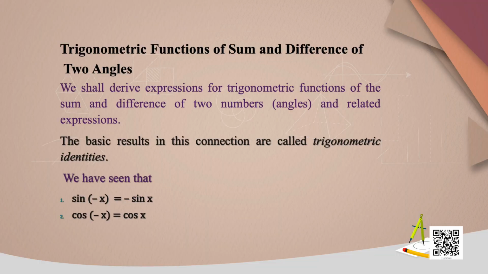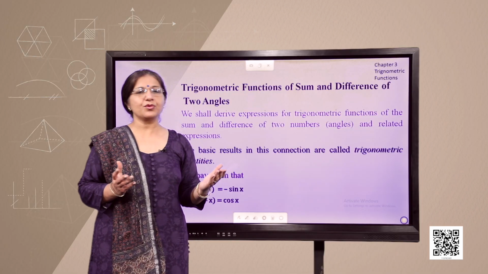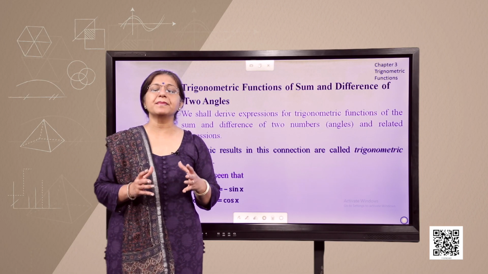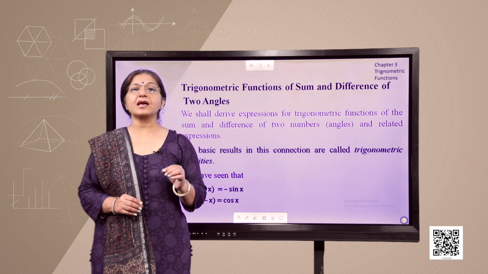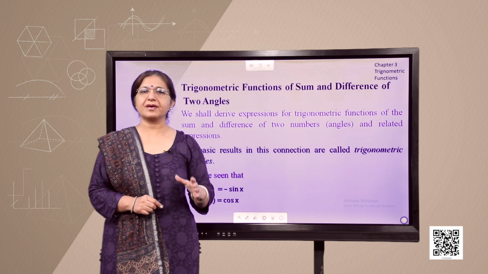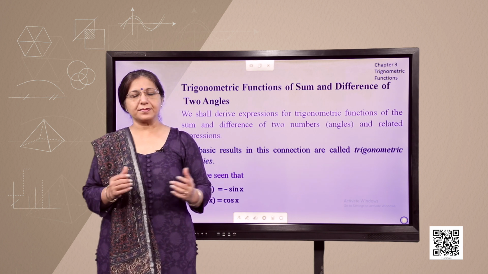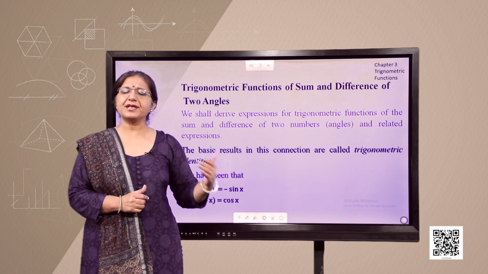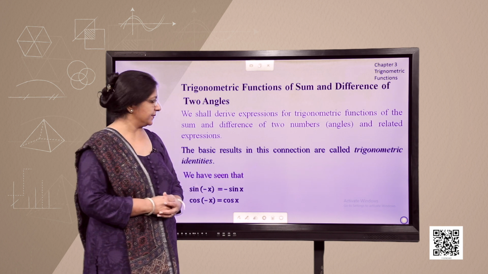The basic results in this connection are called trigonometric identities. What are trigonometric identities? They are nothing but mathematical statements that are always true, and they are often used to prove geometrical and trigonometric problems and various mathematical concepts.